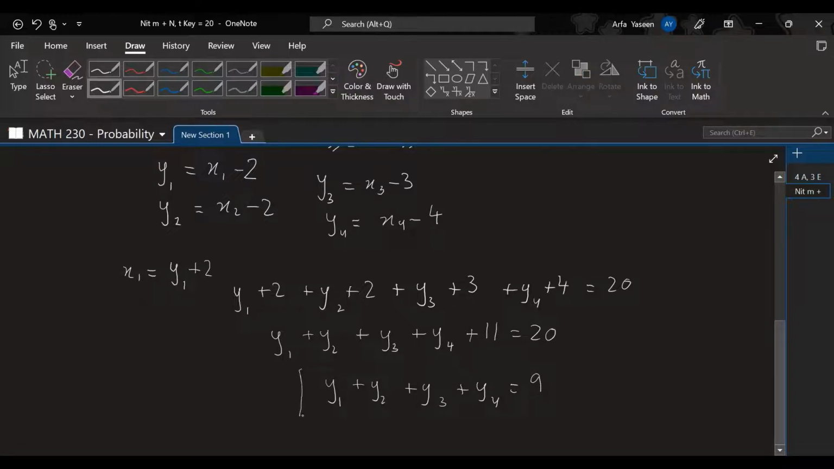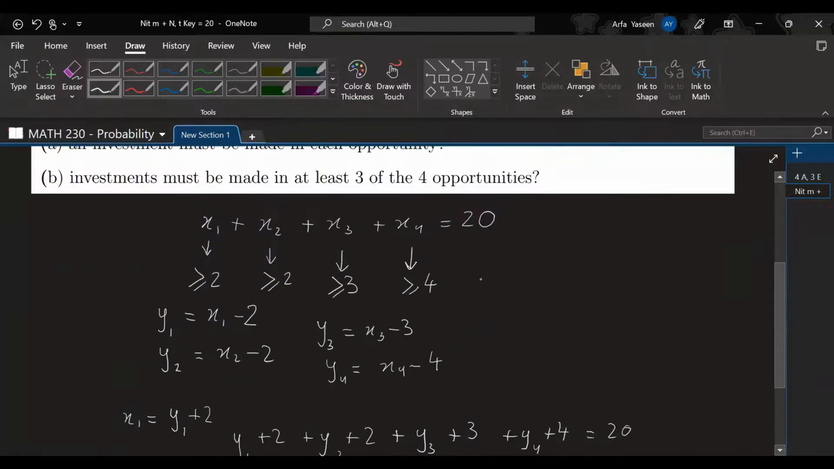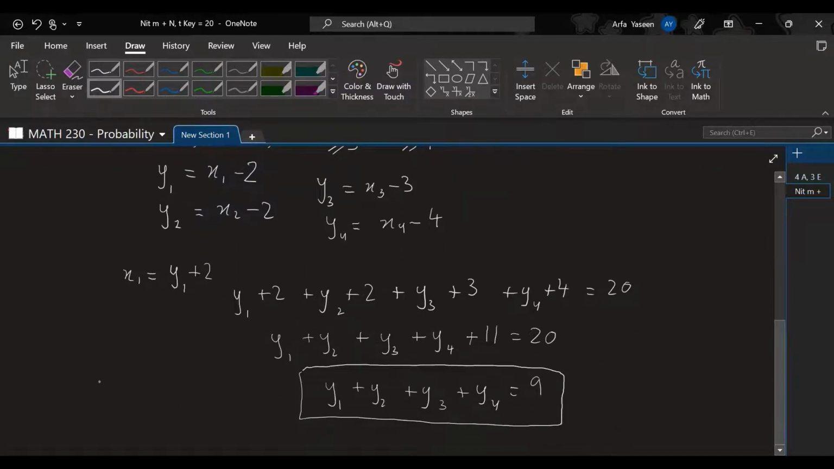And then we can find the number of non-negative solutions to this equation, which would be equivalent to the number of solutions to this equation with these particular restrictions. This is how we would solve part A.